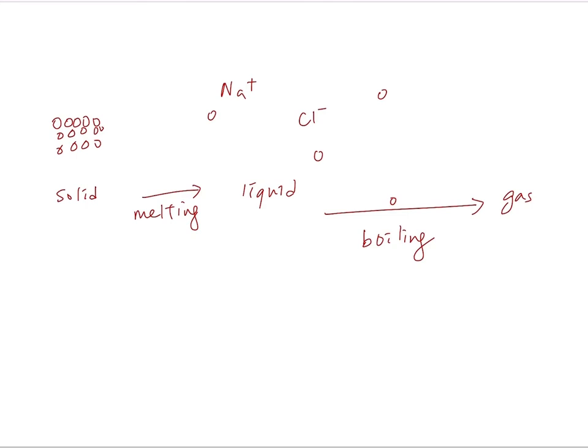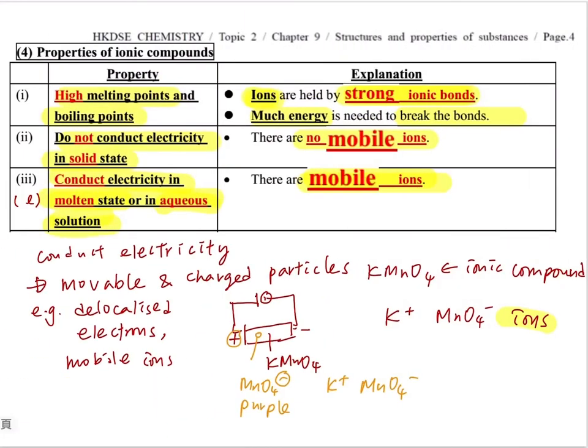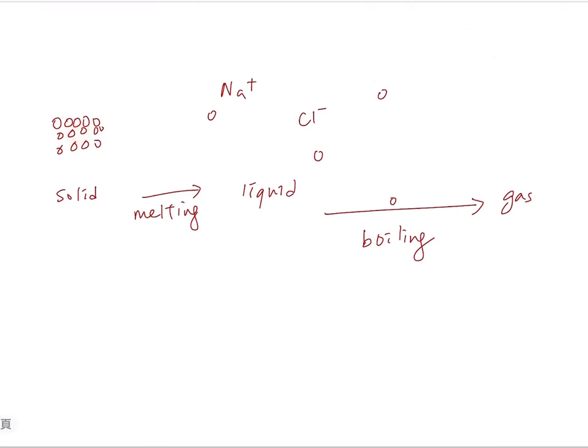So when we melt, it changes from solid to liquid. It means we need to separate the particles to a longer distance. So in order to separate the particles, we need to break the ionic bonds. If the ionic bonds are strong, we need much energy to break the bonds between the particles and make it become a liquid. Alright? That's why if the ionic bond is strong, the melting point is high and also the boiling point is high.